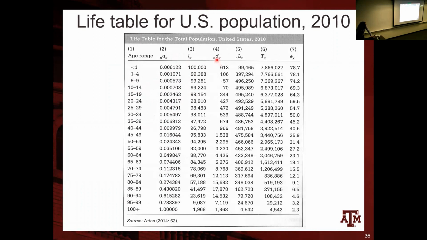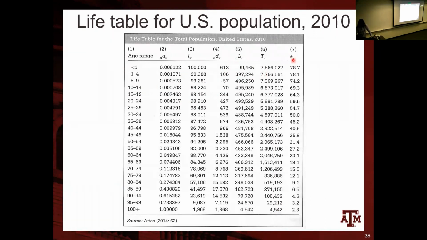Why does D have the XN? Because this is the number of people dying between these ages. 10 to 14, 70 people die. 15 to 19, 244 people die. This also is the number of person-years that people are living between these ages. Here's the cumulative number of years that this group lived, for example, from 0 to the end, from 1 to the end.